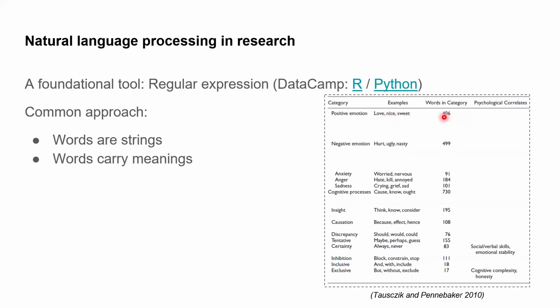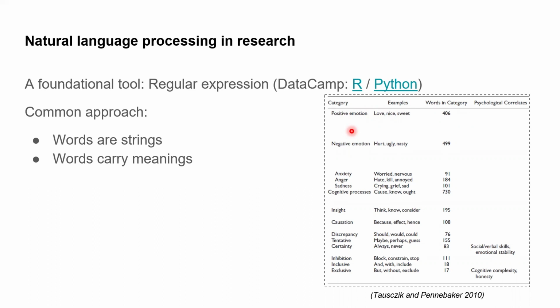There are 406 words in this positive emotion category. If you have an article, it's literally just counting how many words in the positive category appear in your text, and then we'll give a score. We'll normalize it according to the length of the text, and then give a score to your text. It's just an easy dictionary approach, right?